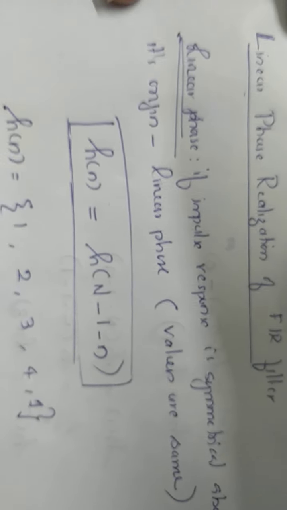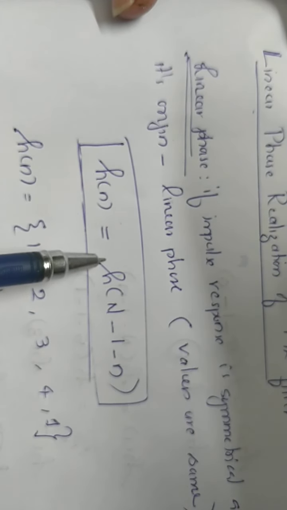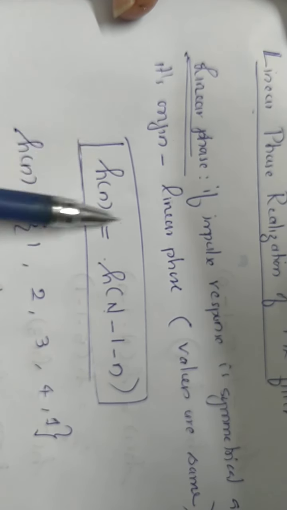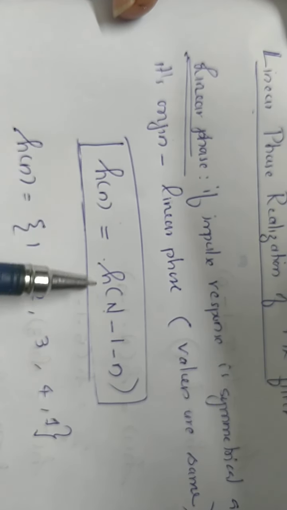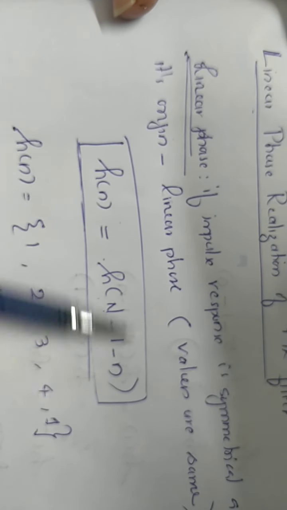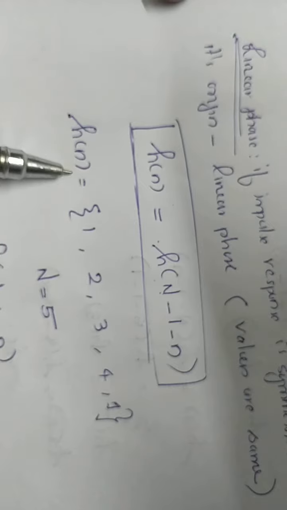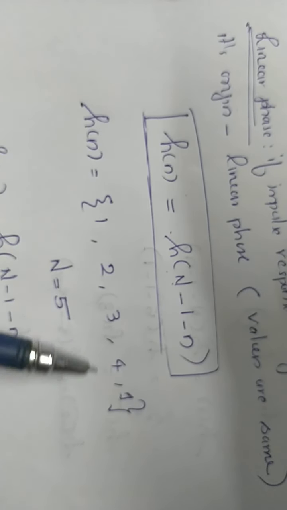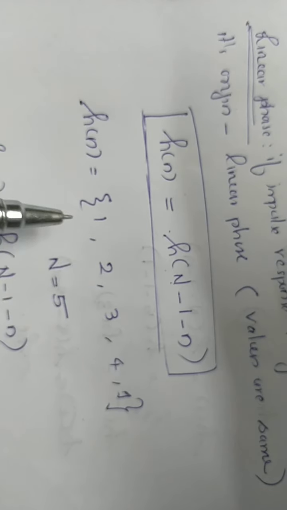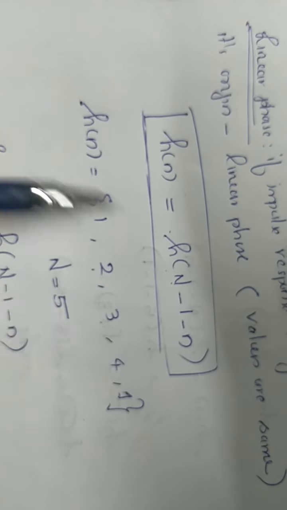Mathematically we can represent it as h of n is equal to h of N minus 1 minus n. That means h of n will be symmetrical with h of N minus 1 minus n. We can consider an example. Suppose h of n is given as 1, 2, 3, 4 and 1. That means the total length of the sequence is 5, so N is equal to 5.